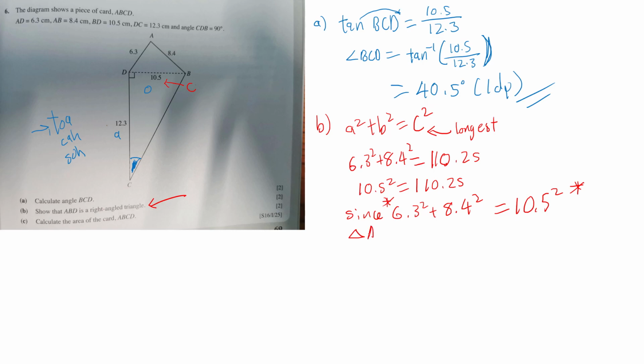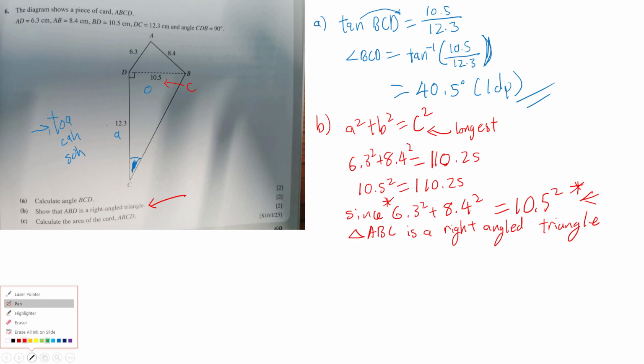Triangle ABD is a right angled triangle. Alright, remember this part is very important. You need to write this down. So you need to write what this A square plus B square is equal to, and what this C square is equal to. And if they are equal, they are a right angle triangle. If they are not equal, then they are not a right angle triangle because of Pythagoras theorem, or to be more specific, the converse of Pythagoras theorem.